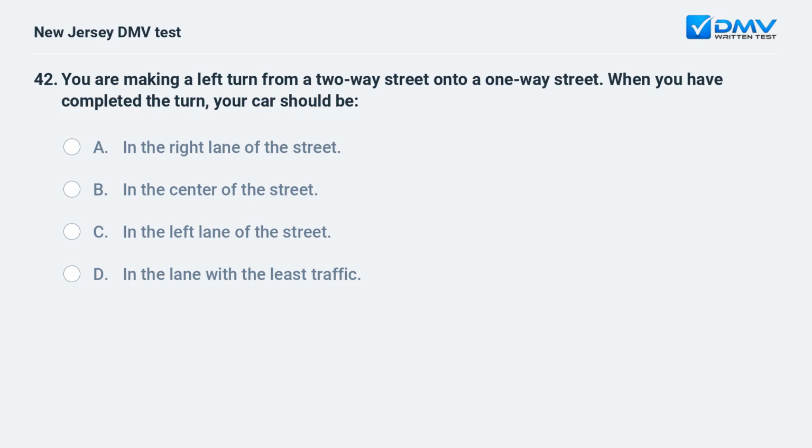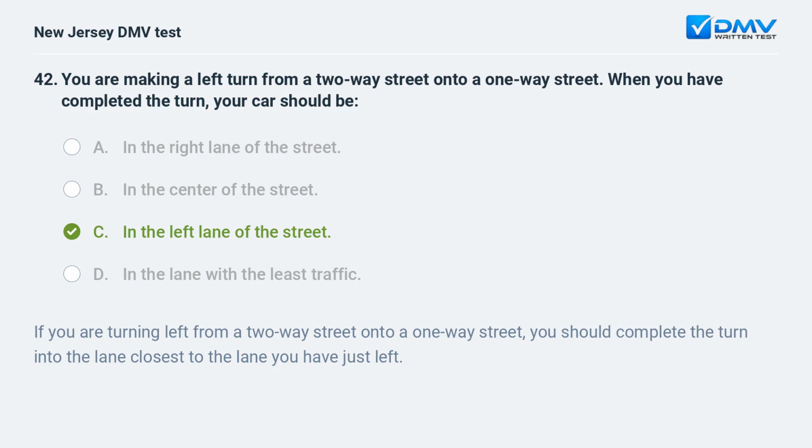You are making a left turn from a two-way street onto a one-way street. When you have completed the turn, your car should be: A. In the right lane of the street. B. In the center of the street. C. In the left lane of the street. D. In the lane with the least traffic.